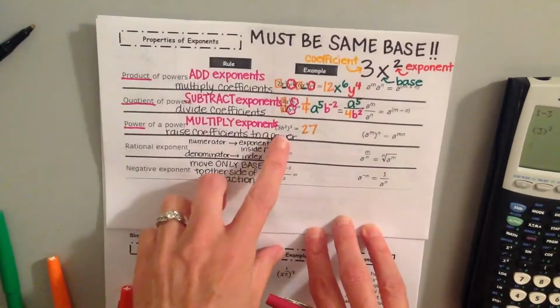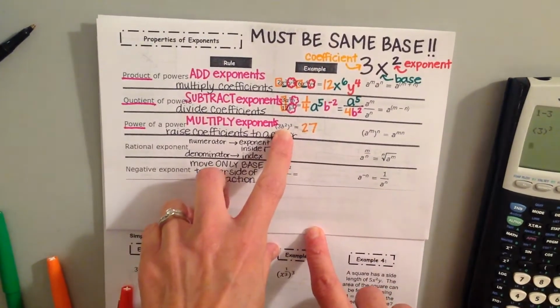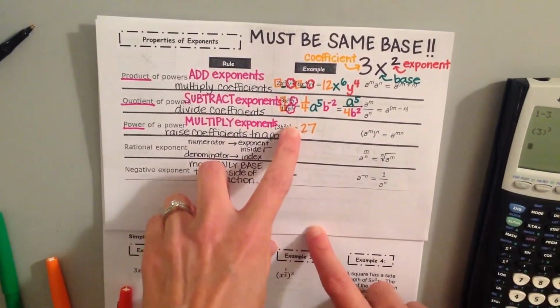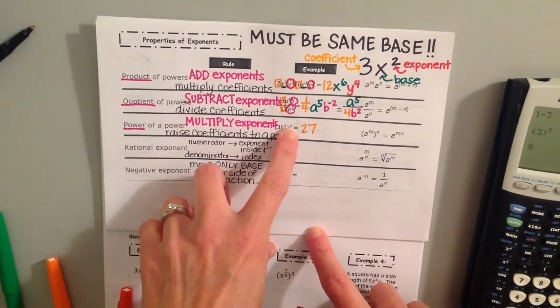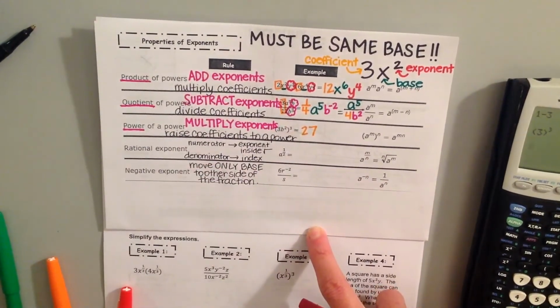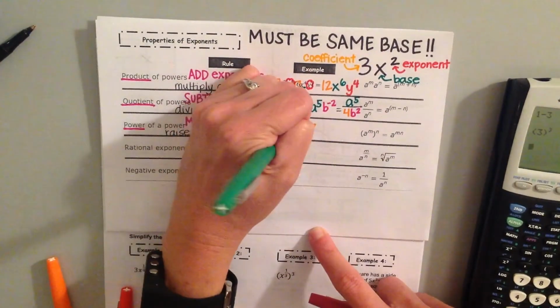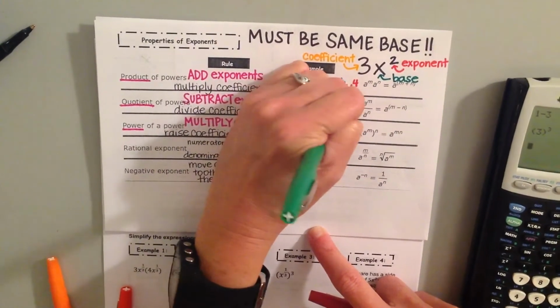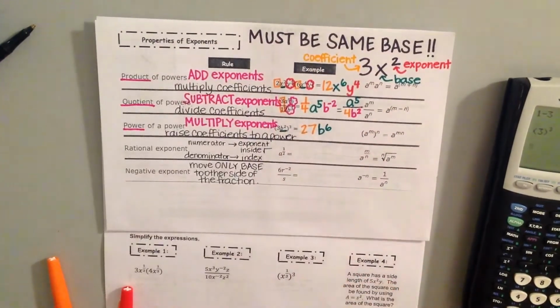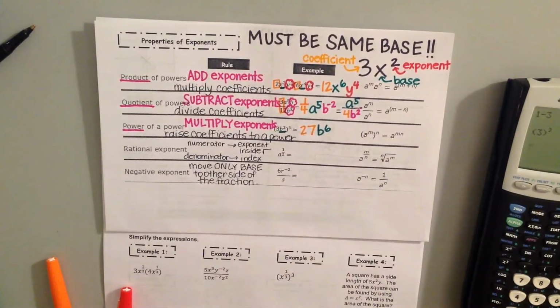And now I've got b squared, or b to the power of 2, raised to another power of 3, so I have to multiply my exponents. Well, 2 times 3 is 6, so that is going to make b to the power of 6. And that is going to be my final answer because I have no negative exponents.